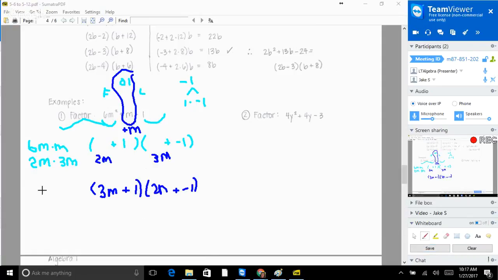So then what we want to do to check it is FOIL, right? So we're going to do 3m times, and I made that, that should be an m. 3m times 2m is 6m squared. So now I'm foiling.